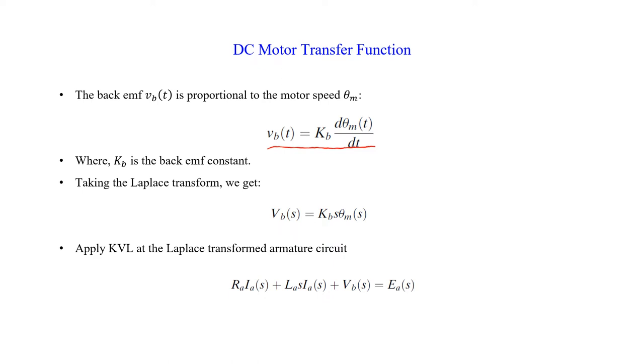Theta m dot, or d theta m by dt, can also be called the angular velocity omega m of t. So if we take the Laplace transform of the above equation, we will have this equation.